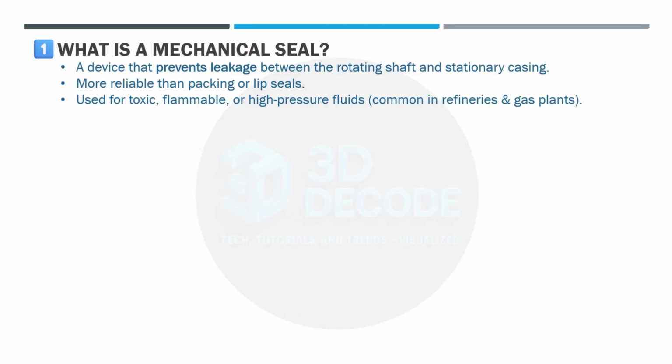1. What is a mechanical seal? A mechanical seal is a device that prevents leakage between the rotating shaft and the stationary casing of pumps and compressors. It is more reliable than packing or lip seals, essential for toxic, flammable, or high-pressure fluids, and widely used in refineries and gas plants. In short, if the seal fails, the machine fails.